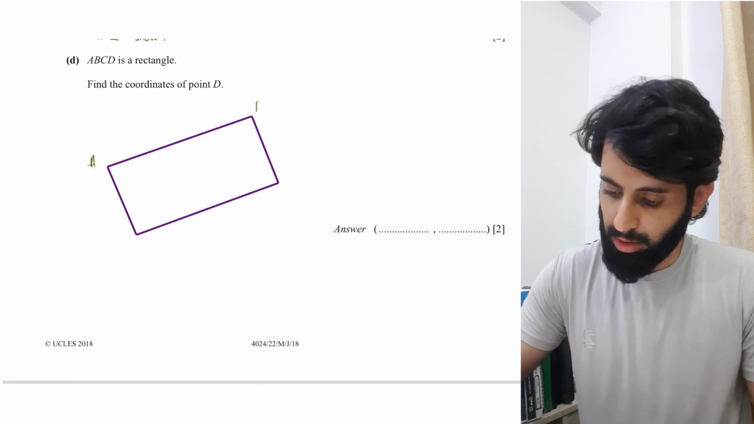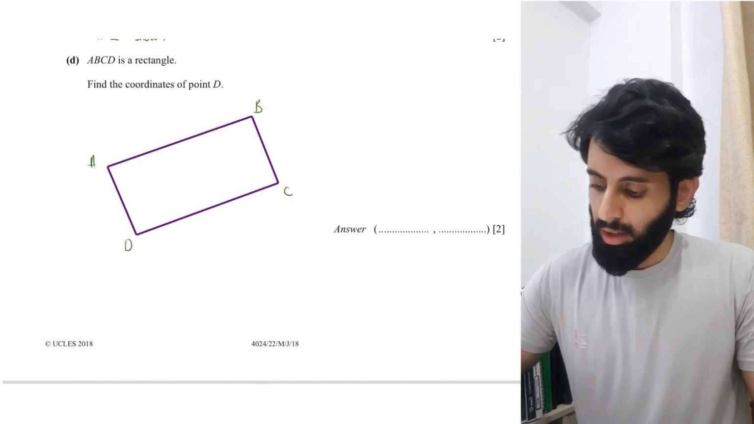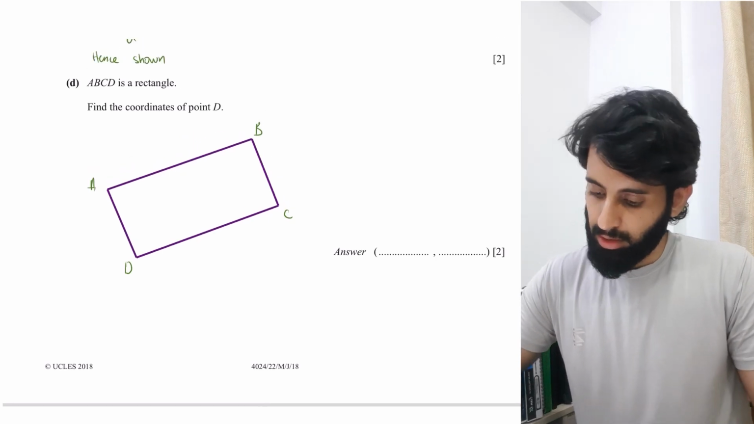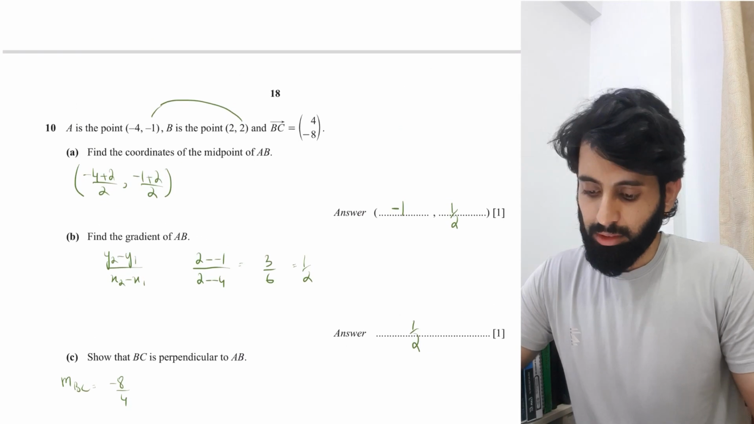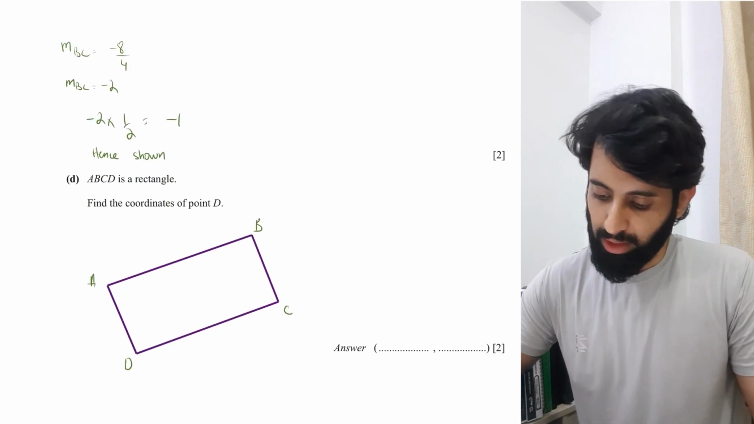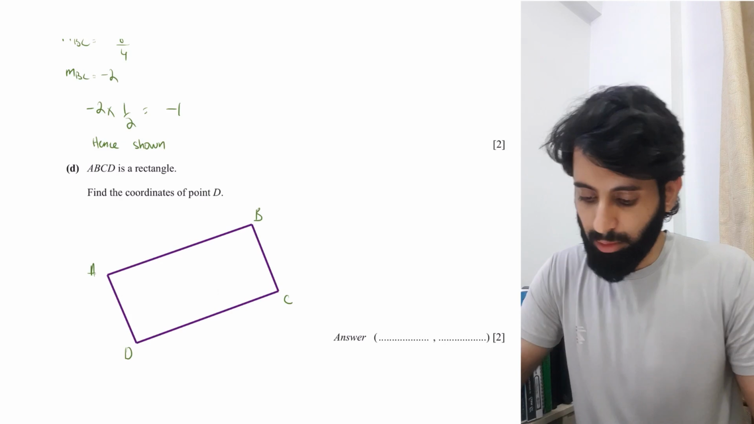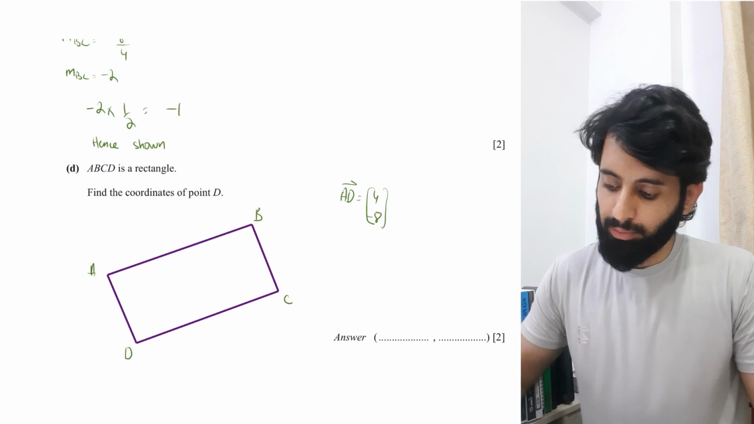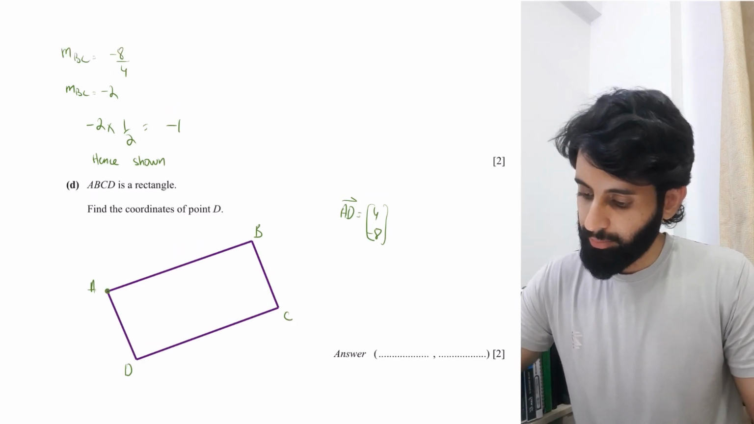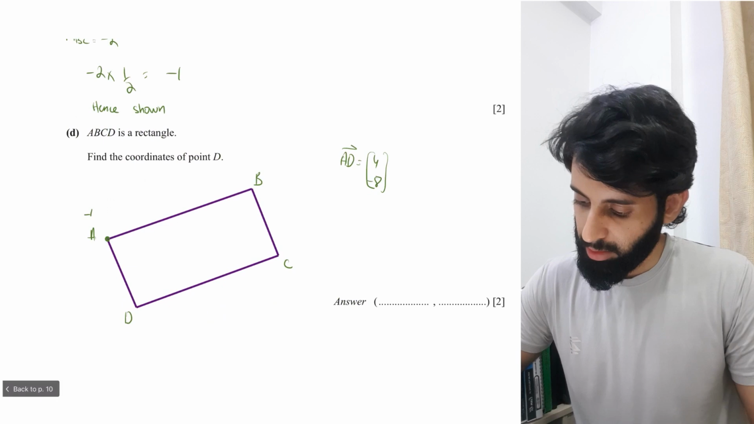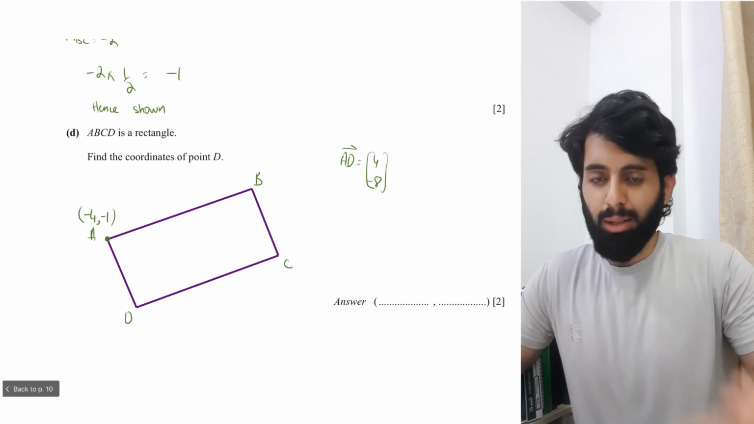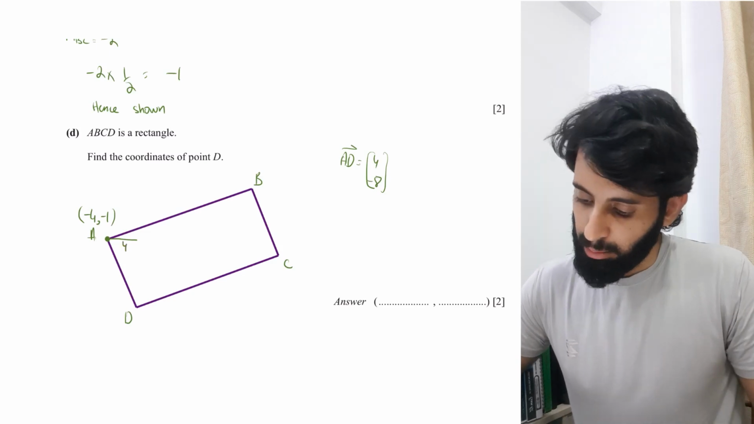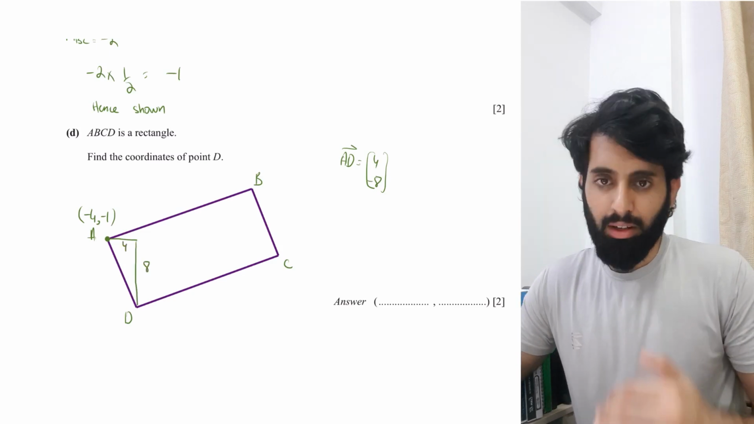So here's A, here's B, here's C, here's D. So BC is going to be the same as AD. So now here's how this works. BC is 4, minus 8, so that means AD will also be 4 and minus 8. The coordinates of A are minus 4 and minus 1. So AD being 4, minus 8 basically means that you're going 4 units towards the right because it's positive, and minus 8 basically means that you're going 8 units downwards.